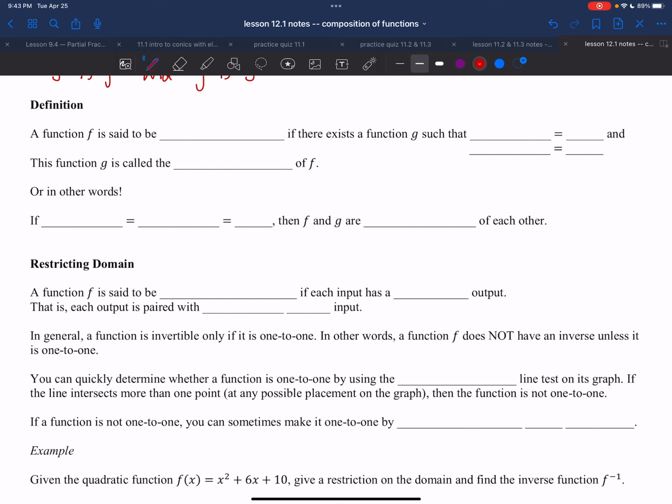A function f is said to be invertible. Invertible, what does that mean? If there exists a function g such that f of g of x equals x and g of f of x equals x. That is to say, the composition of both functions, f of g of x and g of f of x, both of those yield the original input x. This function g is called the inverse of f.